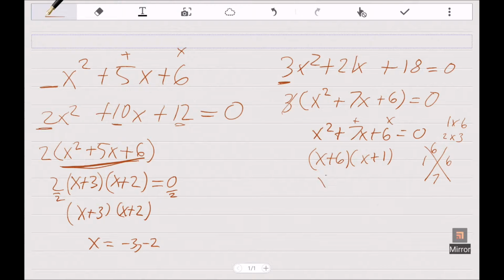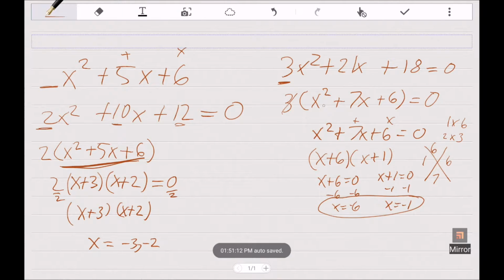Now, I'd have x plus 6 equals 0, x plus 1 equals 0, subtract 6 across, x equals negative 6, subtract 1 across, x equals negative 1. Yay, we're happy. We came to our answer. Not too bad. It's just one extra step.